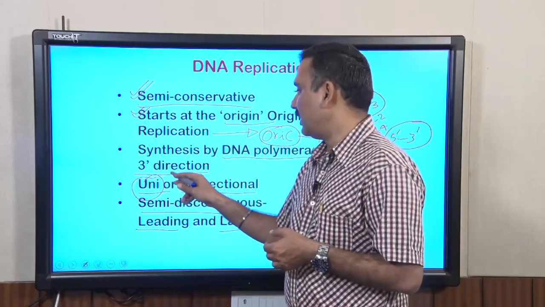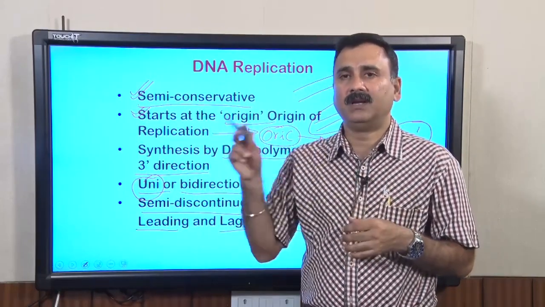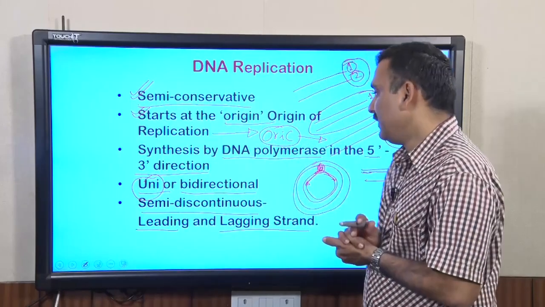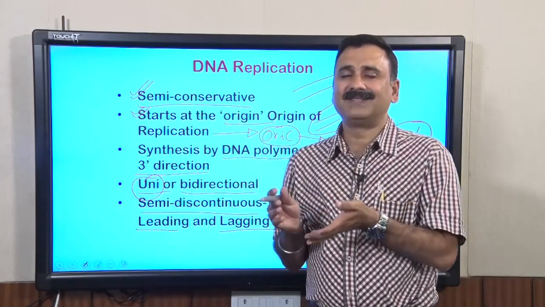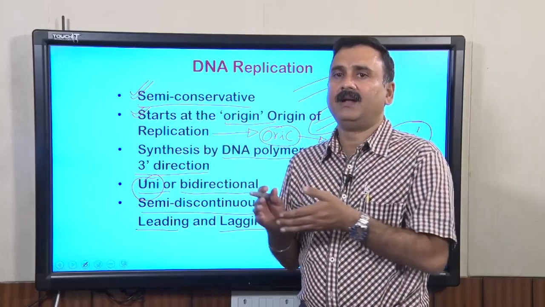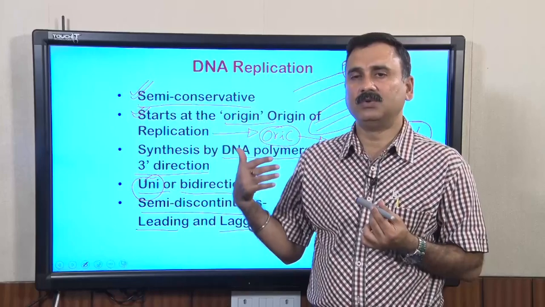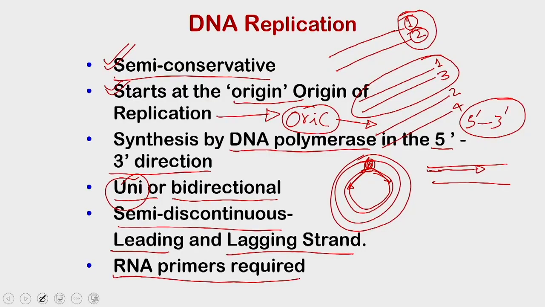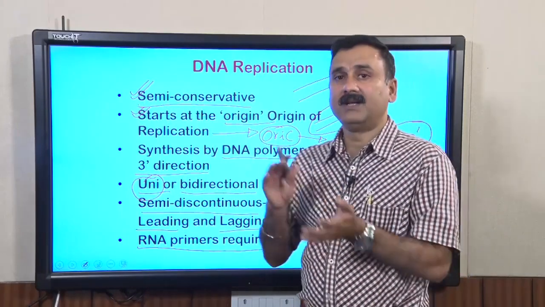Then DNA replication could be unidirectional, in which it utilizes the ORIC and continues in a single direction, or it can go in both directions, in which case the DNA replication will be bidirectional. And then DNA replication is semi-discontinuous, which means one strand is the leading strand, which goes along with the fork direction. The other is the lagging strand, which lags in terms of DNA synthesis compared to the leading strand. And at the end, the most important thing is that DNA replication by the DNA polymerase requires an RNA primer, which is synthesized by another enzyme.